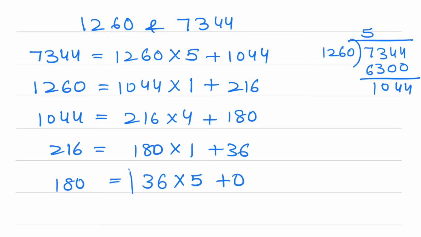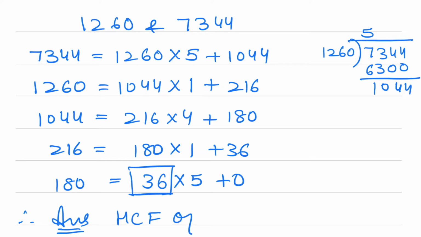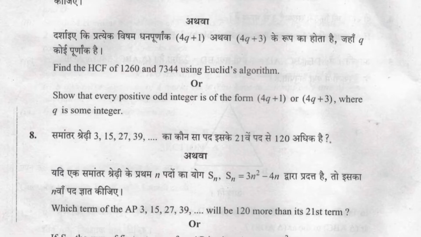So therefore we can see this will be the HCF. Therefore, answer: HCF of 1260 and 7344 is 36. Here we have a choice in the first question. So the second question, or the OR question, says show that every positive odd integer is of the form 4q plus 1 or 4q plus 3, where q is some integer.